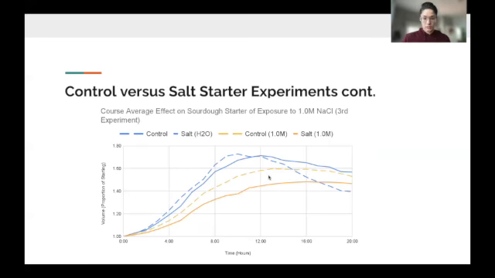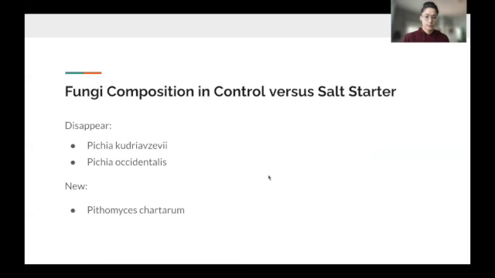And then once again, we have the class average, and it was also the 1 molar where we started to see that difference. So when comparing the fungi composition in our control versus when we have been exposing it to salt, our Pichia genus fungi actually disappeared, which likely means they're not quite as good with the salt stress response, and it perhaps killed them all off, even though other species were able to still stay alive.